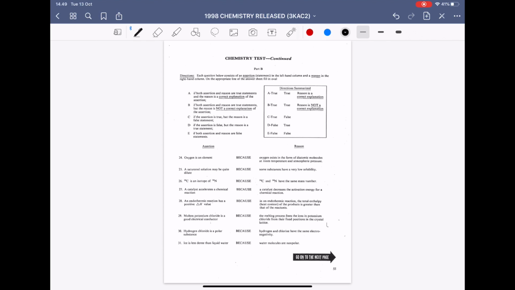And if the first statement is true but the second statement is false, the answer will be true, false. And if the first statement is false and the second statement is true, it'll be false, true. And if they're both false, it'll be false, false.